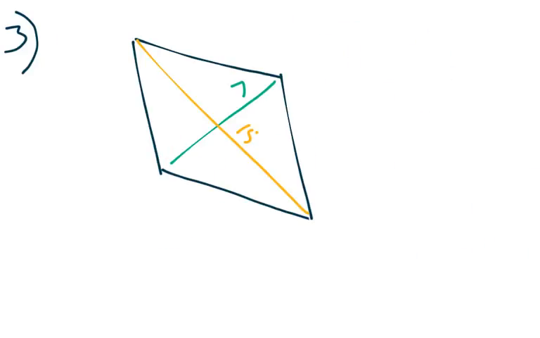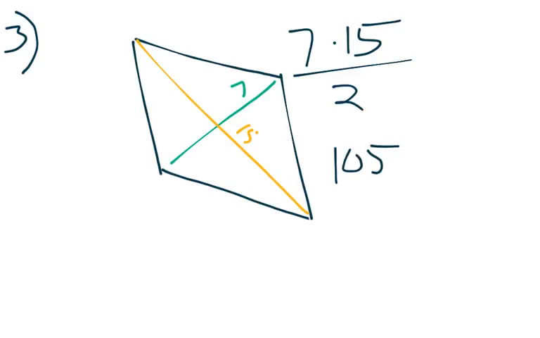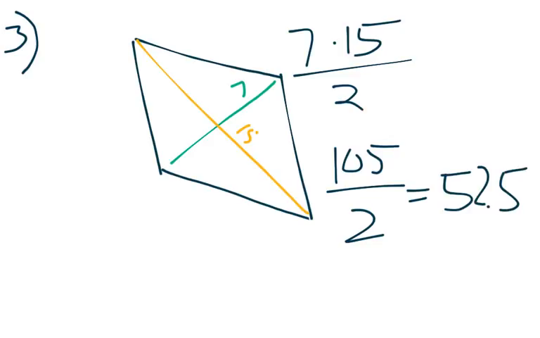Let's look at number 3. We have a diagonal of 7 in green and 15 in yellow. So 7 times 15 divided by 2. So 7 times 15 is 105. And we are going to divide that by 2. And that is going to be 52.5. And that is our answer for number 3.